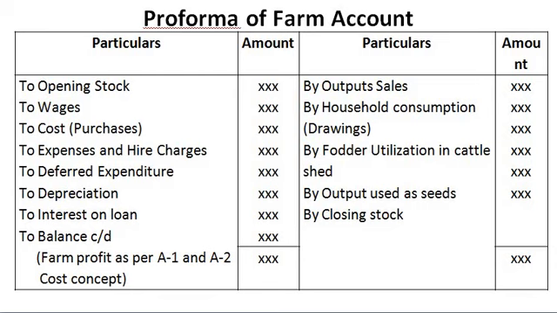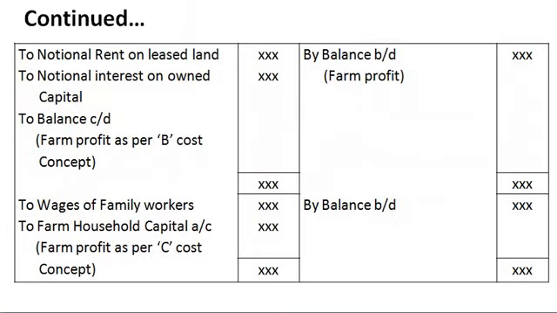Proforma of farm account. On the debit side, we record opening stock, wages, cost, expenses and hire charges, deferred expenditure, depreciation, interest on loan. On the credit side, output sales, household consumption, that is drawings, fodder utilization in cattle shed, output used as seeds, closing stock. The difference is farm profit as per A cost concept, that is balance carried down, and it is brought down on the credit side.